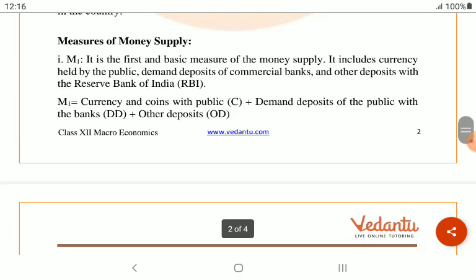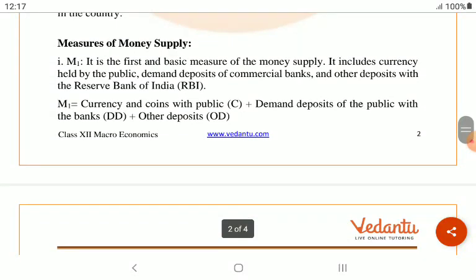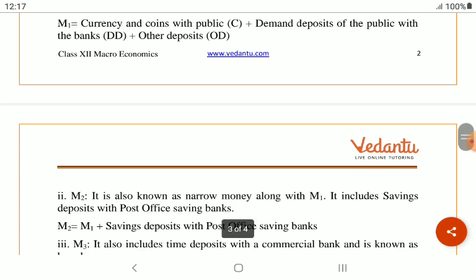Next, measures of money supply is also an important question they may ask. First, let us take M1. It is the first and basic measure of money supply. It includes currency held by the public, demand deposits of commercial banks, and other deposits of the Reserve Bank of India. M1 is equal to currency, or the coins, with the public plus demand deposits of the public with the bank plus other deposits. By using this formula, you can find how much M1, the first basic measure of the money supply, is.